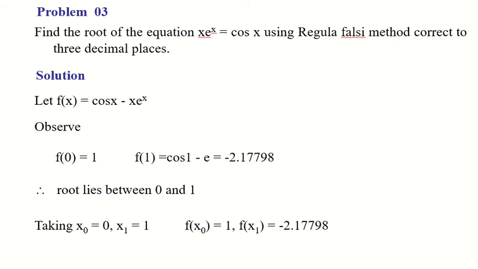So you can observe here f of 0 is 1, that is greater than 0. f of 1 is minus 2.17798, that is less than 0. So you can say the root lies between 0 and 1, right? You are taking x0 as 0, x1 as 1. Already you have calculated f of x0, that is f of 0, that is 1, and f of x1, that is f of 1, is minus 2.17798.